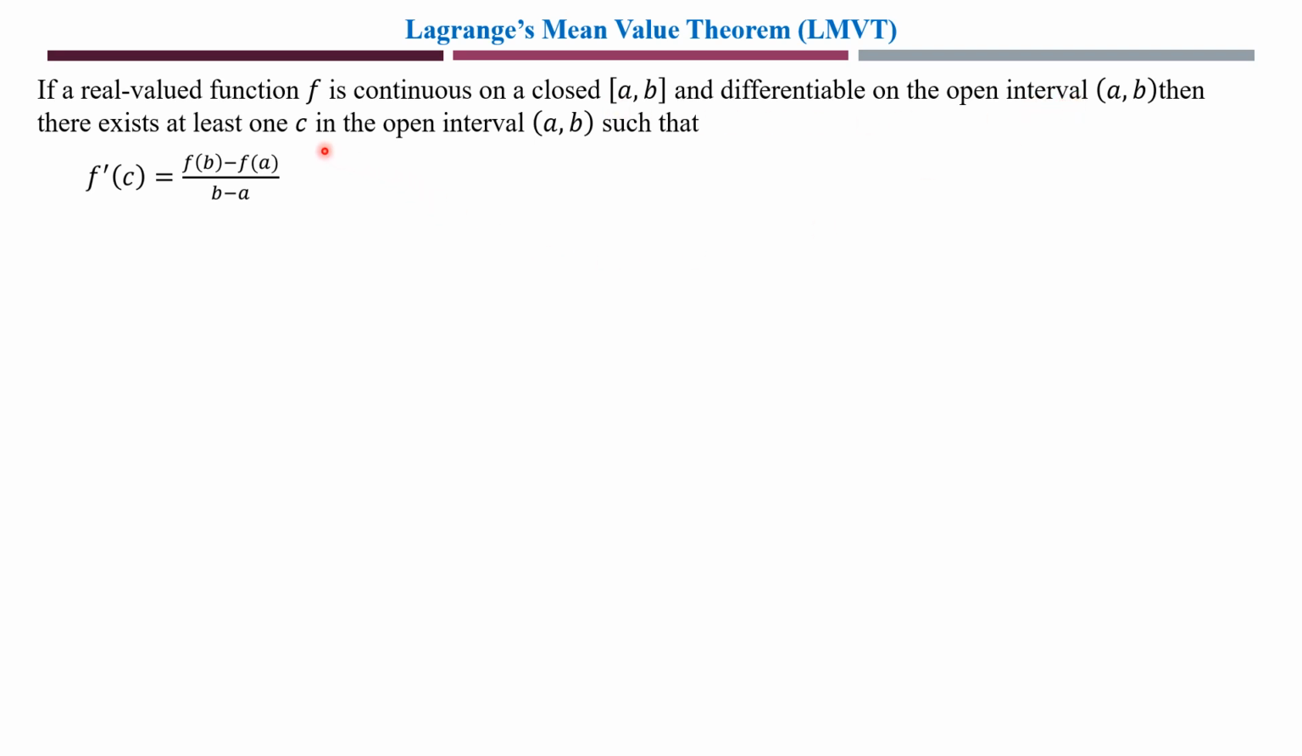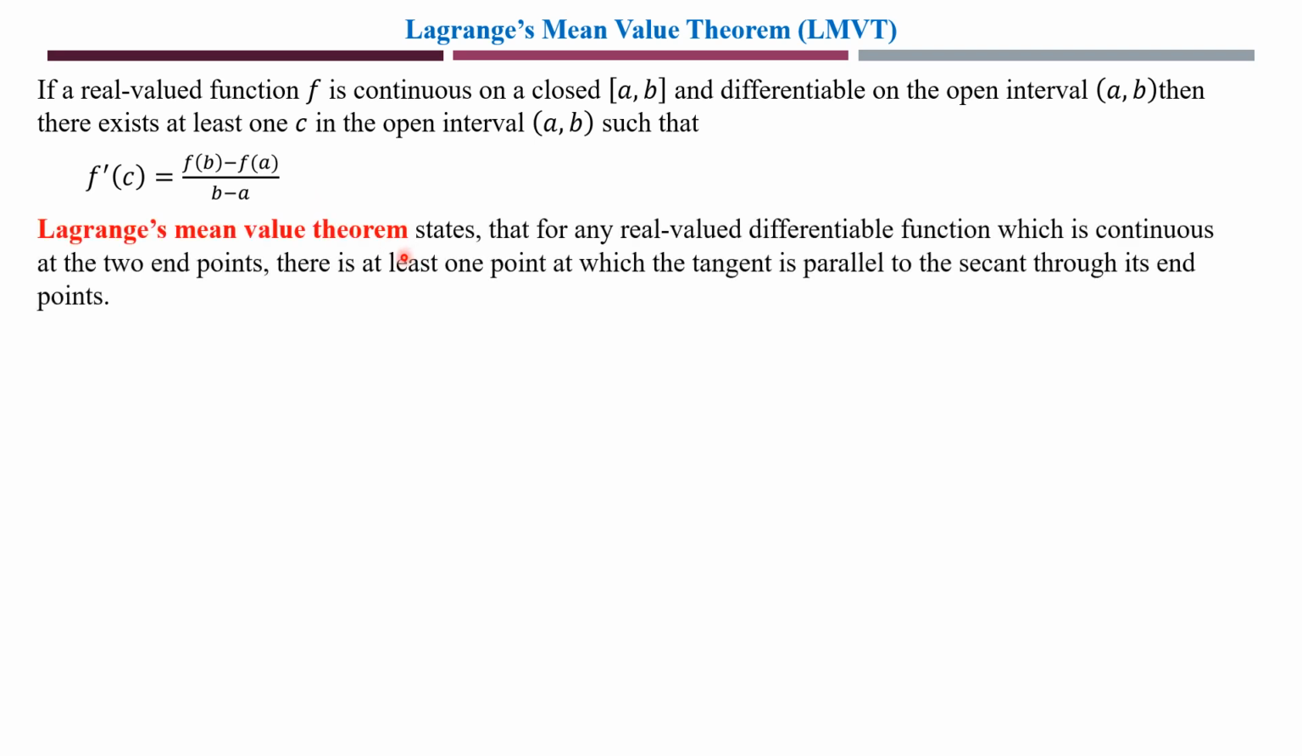Then there exists at least one number c in the open interval (a, b) such that its derivative at the point c, that is f dash of c, is equal to f of b minus f of a divided by b minus a. Lagrange's mean value theorem states that for any real valued differentiable function which is continuous at the two endpoints, there is at least one point at which the tangent is parallel to the secant through its endpoints.